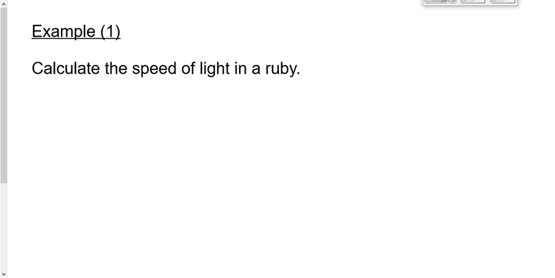Let's take a look at a couple examples here. Example number 1 says calculate the speed of light in a ruby. Well, we're not actually going to use Snell's law to answer this question. We're just going to use the definition of the index of refraction, which is n is equal to c over v. I want to find v.